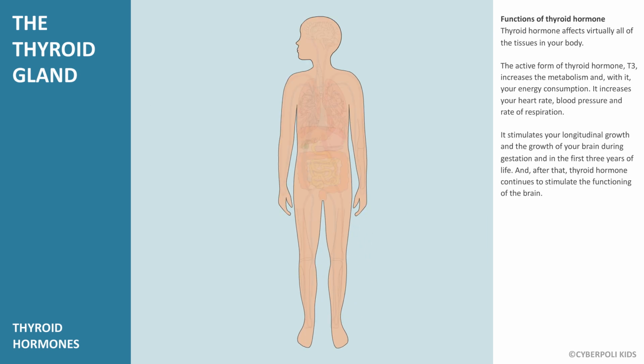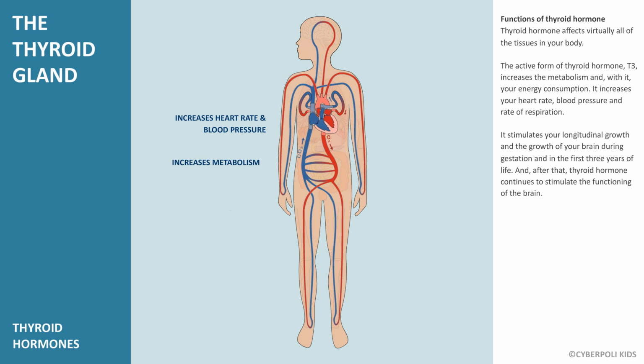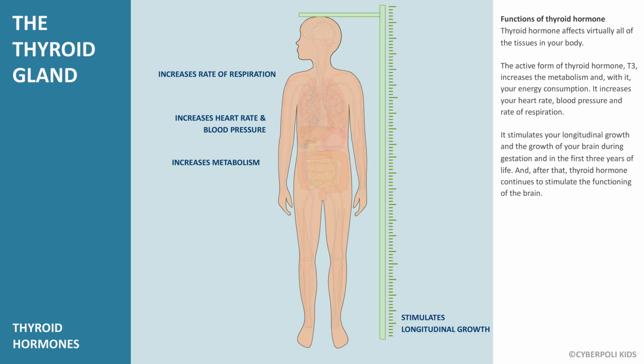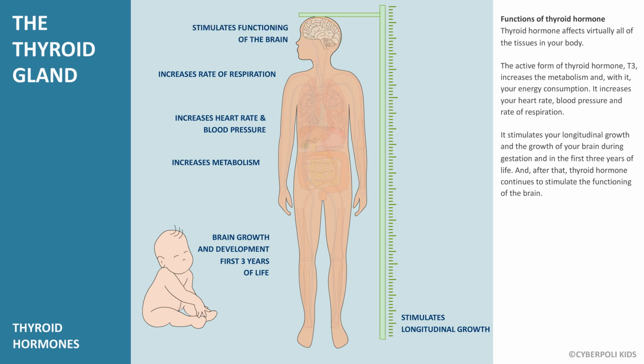Thyroid hormone affects virtually all of the tissues in your body. The active form of thyroid hormone T3 increases the metabolism and with it your energy consumption. It increases your heart rate, blood pressure and rate of respiration. It stimulates your longitudinal growth and the growth of your brain during gestation and in the first 3 years of life. And after that, thyroid hormone continues to stimulate the functioning of the brain.